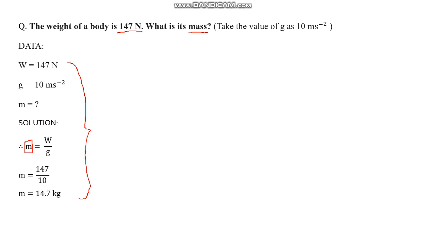So this is it for this lecture video. In this lecture video, we have talked about a very simple concept, which is mass and weight.